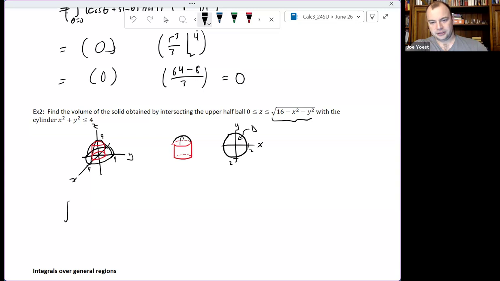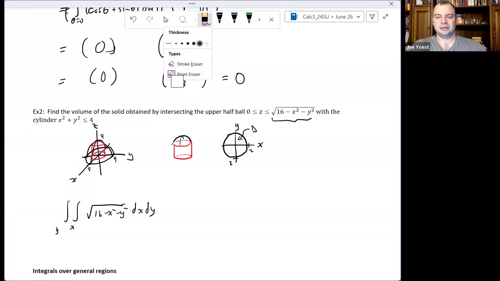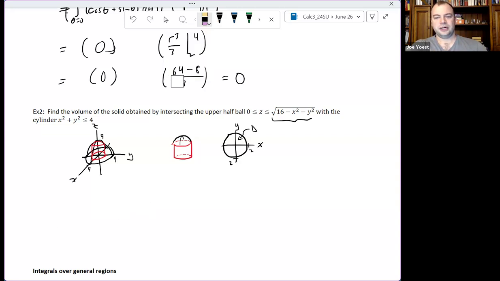So I could try to integrate root 16 minus x squared minus y squared dx dy, where x goes from something to something and y goes from something to something. The inner bounds on x are going to be kind of complicated. The integrand isn't going to be super nice to do. So I noticed that that integral is not going to be easy to do. Not even easy relative to a Calc 3 problem, right? I mean, I guess nothing in Calc 3 is really easy, but it's not even going to be easy relative to Calc 3.